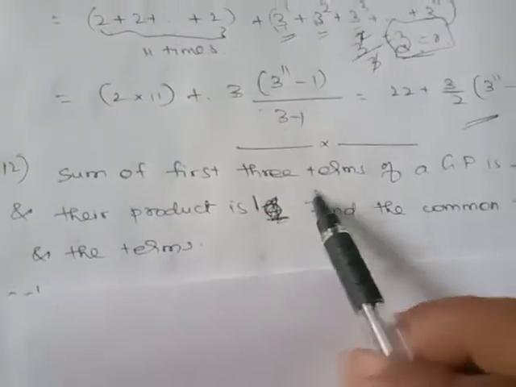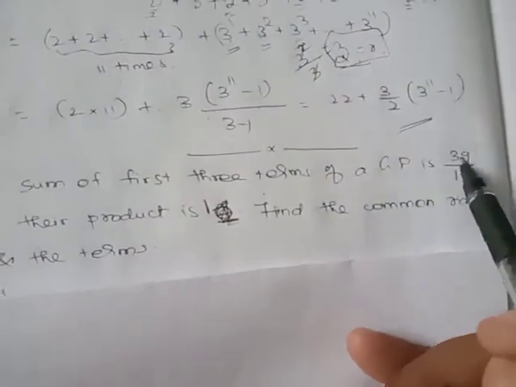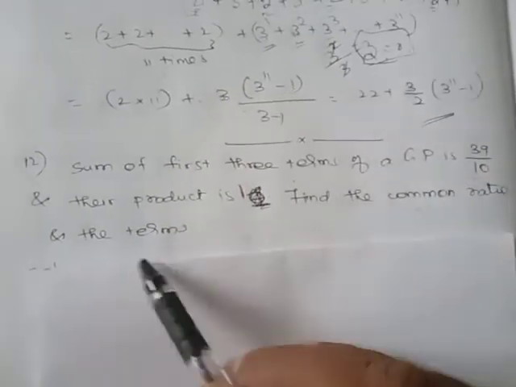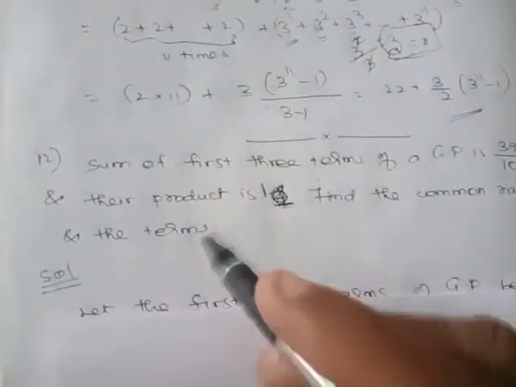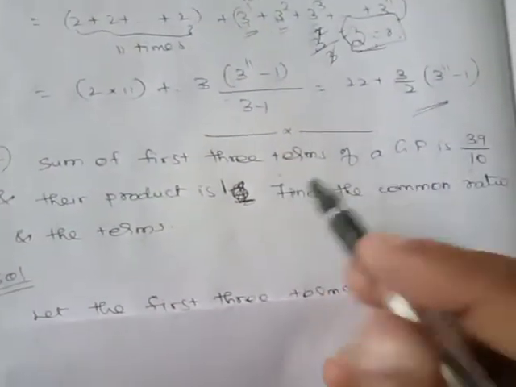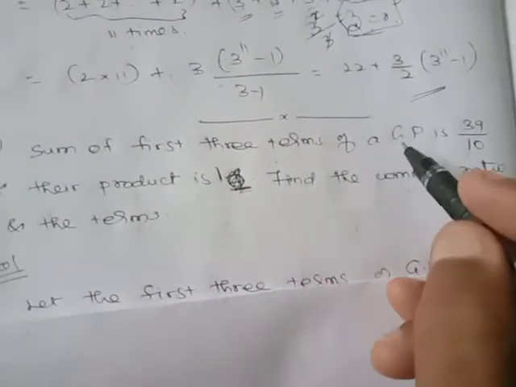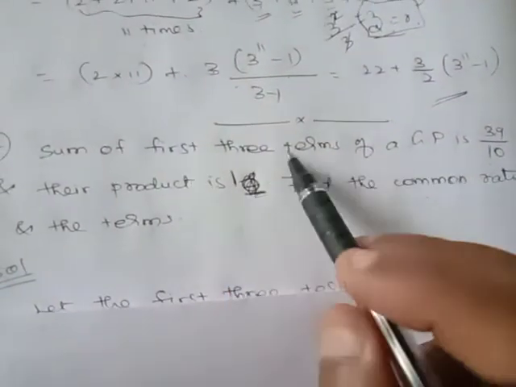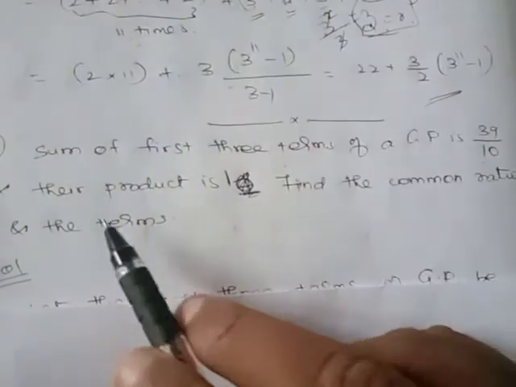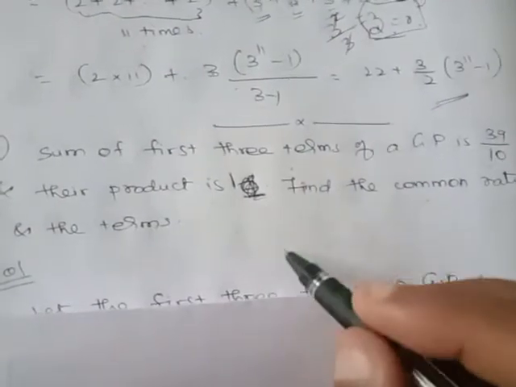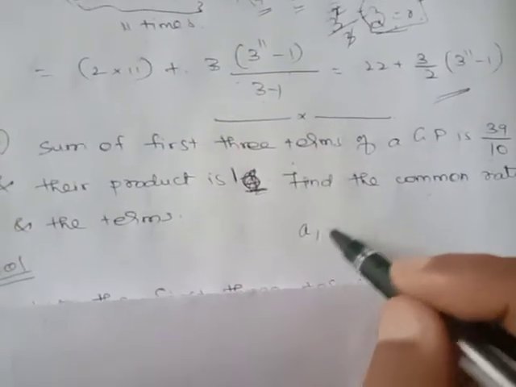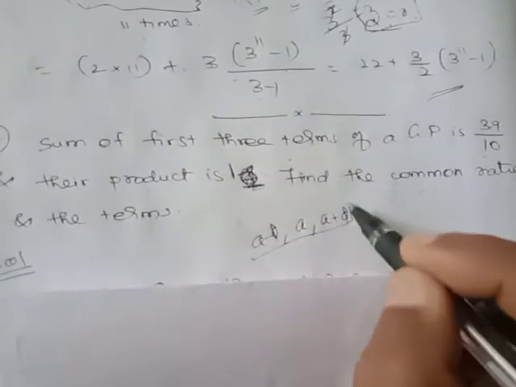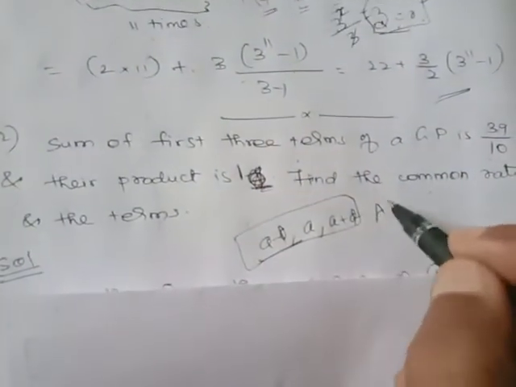Sum of first 3 terms of a GP is 39 by 10 and their product is 1. Find the common ratio and the terms. Right, sum of first 3 terms in a GP. In case of an AP, I repeat it again, if the question is in AP, the sum of first 3 terms of an AP is 39 by 100 and their product is 1, we take the terms like a minus d, a, a plus d. Like this 3 terms in AP are taken.